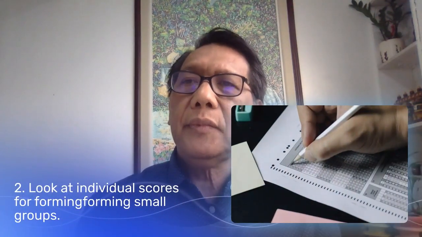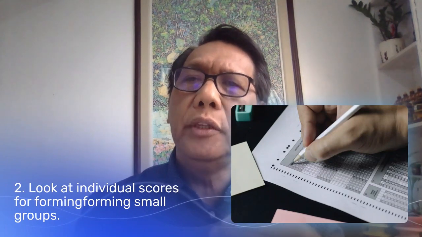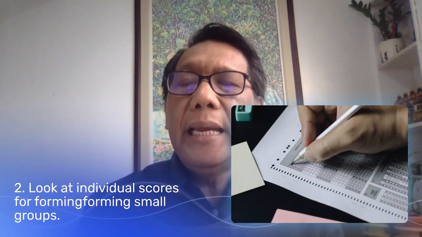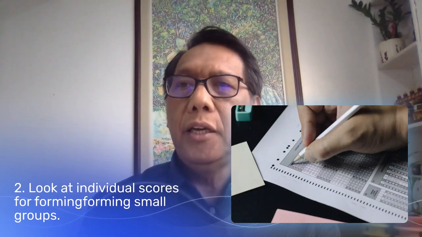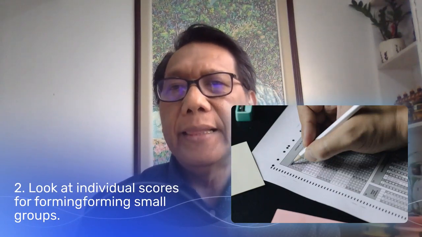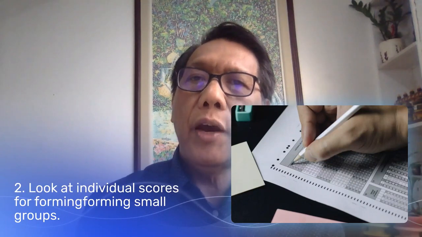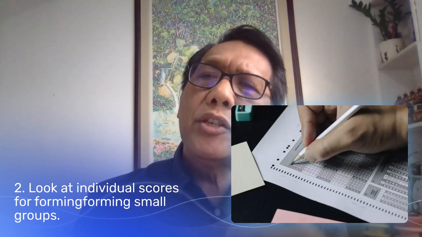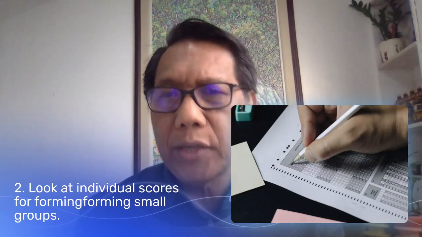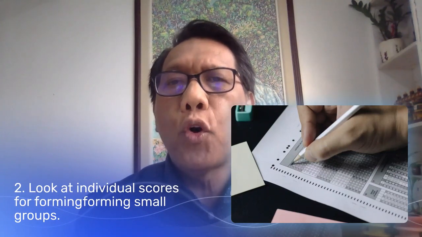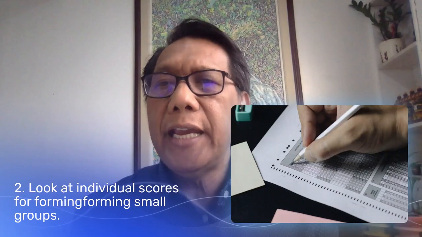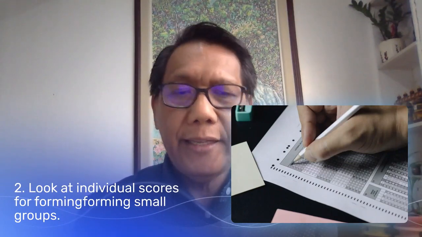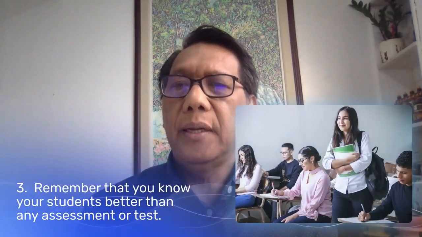Second, once you have reviewed the overall data, it's time to focus on individual students. Look at the objectives, lessons, or standards you have taught and see which students missed those questions. Then form small learning groups based on the data for more guided instruction.